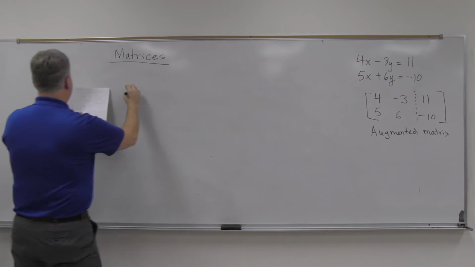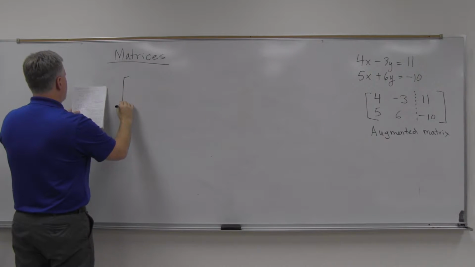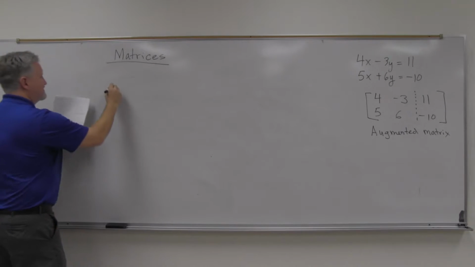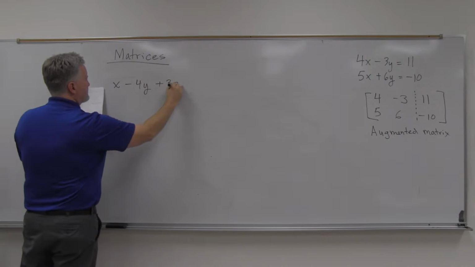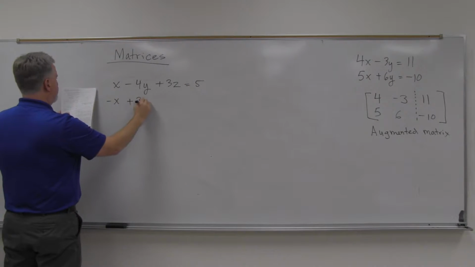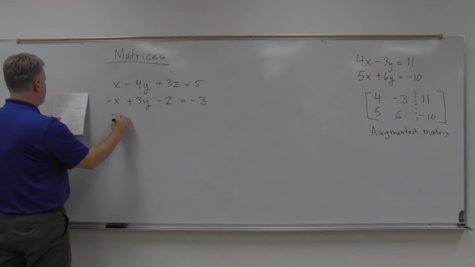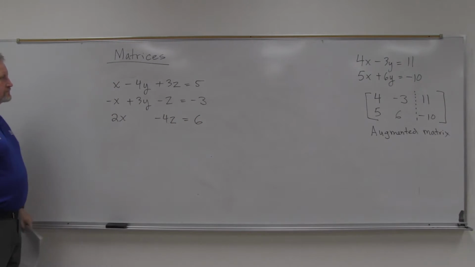All right. So here, back to our three equation system. x minus 4y plus 3z equals 5. And then minus x plus 3y minus z equals -3. And then 2x minus 4z equals 6. So let's write that as an augmented matrix.